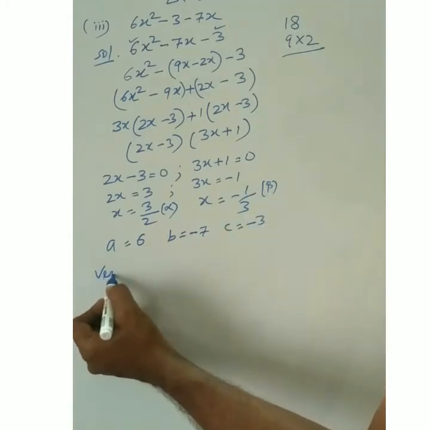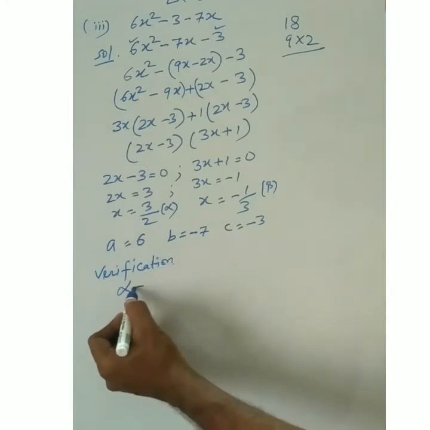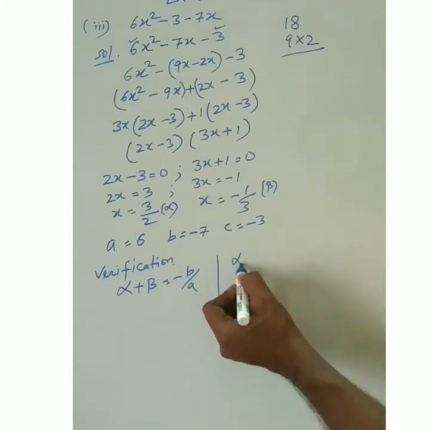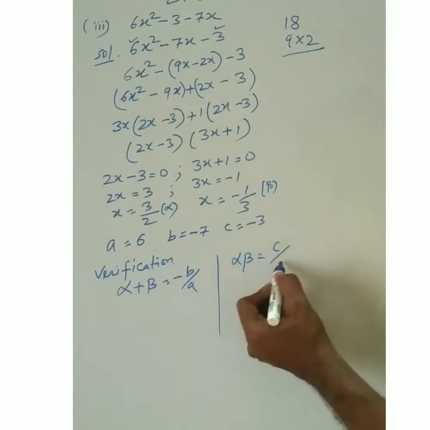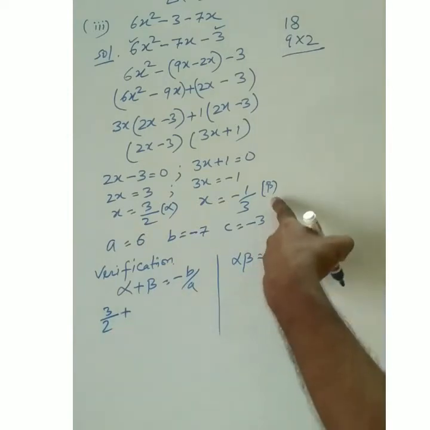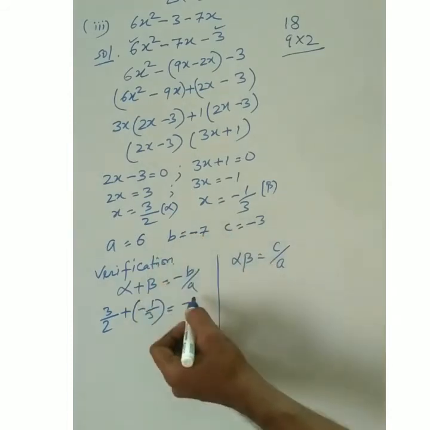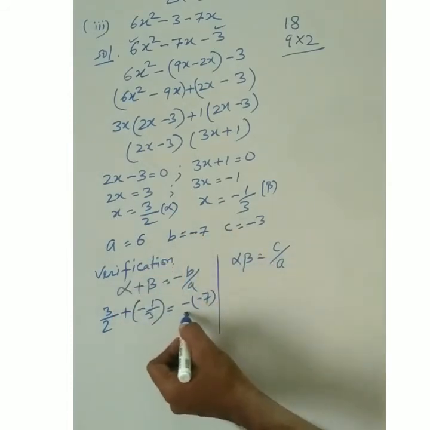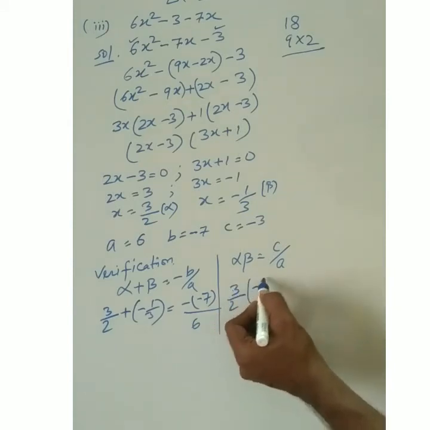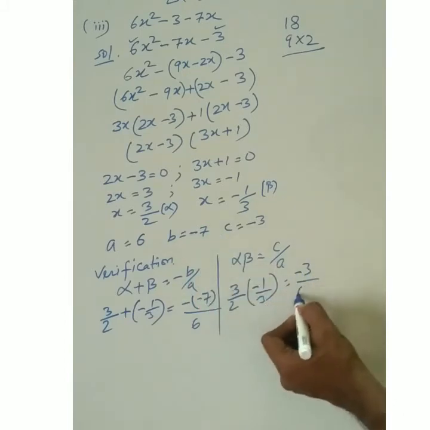Now we do the verification. We have the formula alpha plus beta equal to minus b by a, and alpha into beta equal to c by a. Alpha is 3 by 2, beta is minus 1 by 3, b is minus 7 and a is 6. Alpha is 3 by 2, beta is minus 1 by 3, c is minus 3 and a is 6.